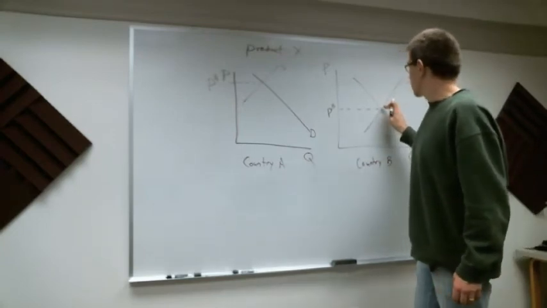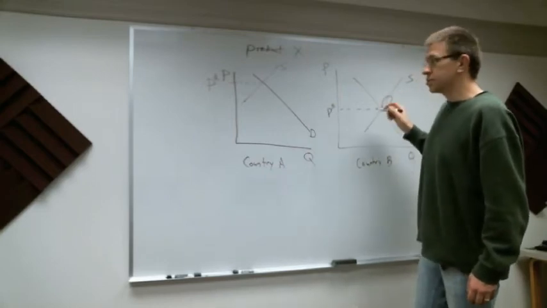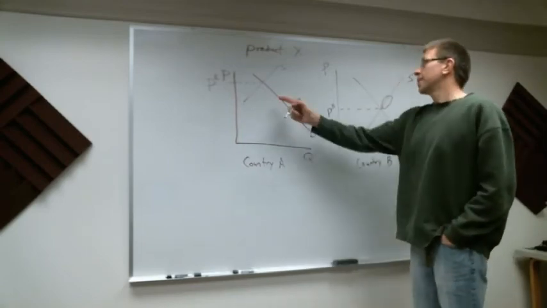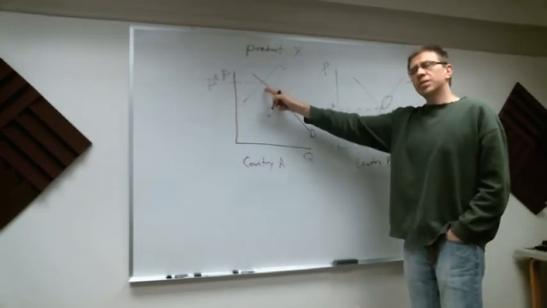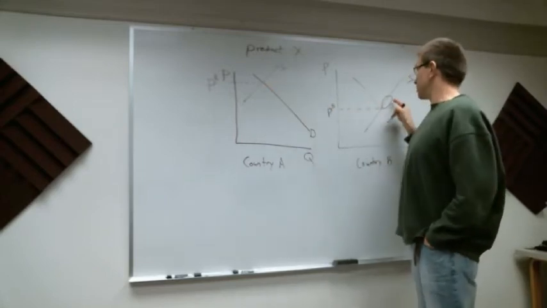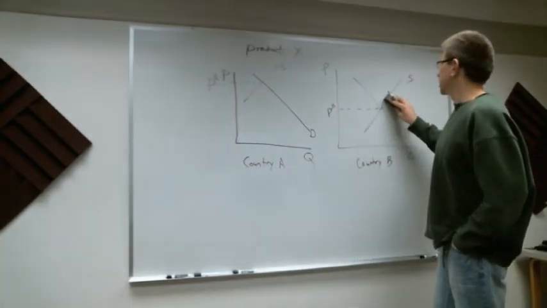We see in country B, if there's no international trade, you have this group of suppliers who won't sell the product because they're not getting a high enough price. But given the price we're seeing in country A, there's a lot of people who would love to pay these low prices for the product. Well, what happens with international trade then?